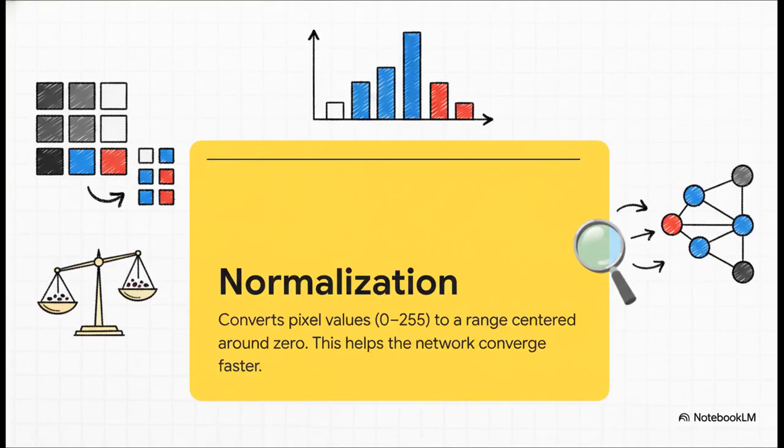So the very first thing we have to do is a crucial step called normalization. We take all those pixel values, which normally go from 0 to 255, and we squish them down into a standard range. Think of it like leveling the playing field for all the data. It just helps the network learn way more efficiently.